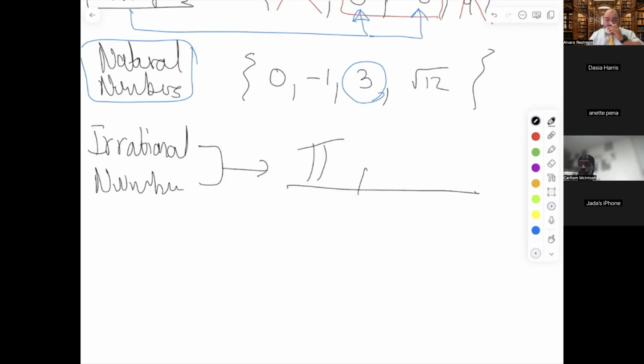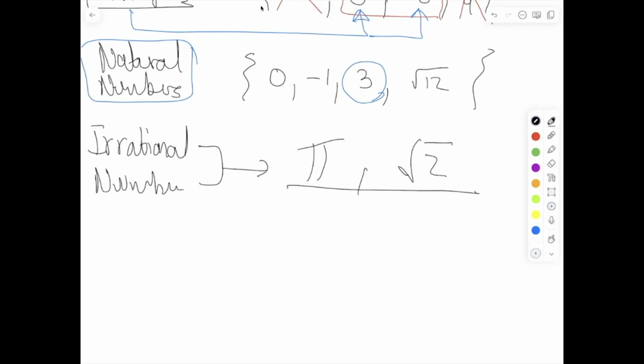Square root of 2. Nobody? The square root of 2. Yes, Jada. Very nice. Okay, Jada, you're good. You could always use the chat if you're having difficulty. All right, good. So let's keep going.